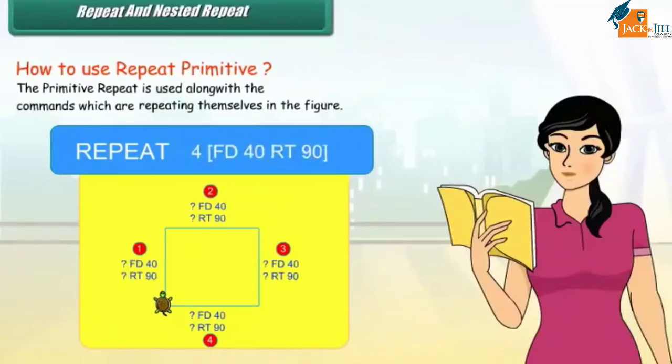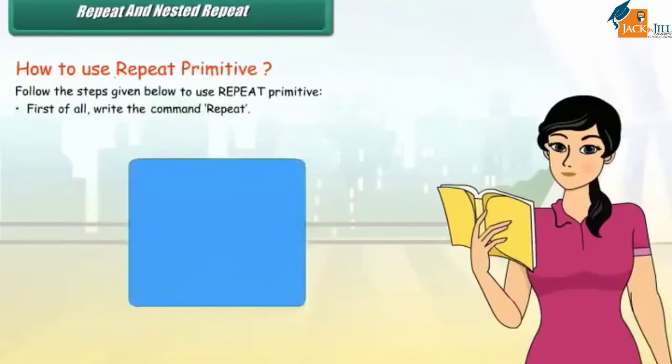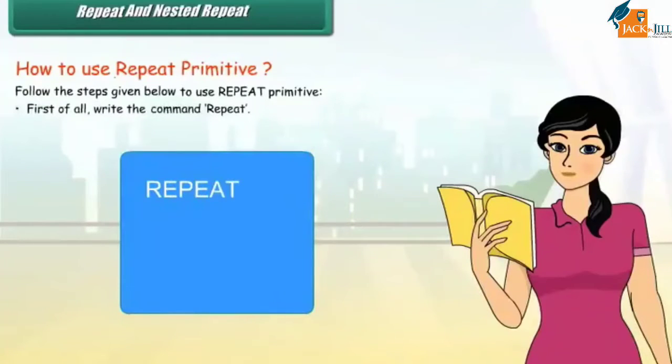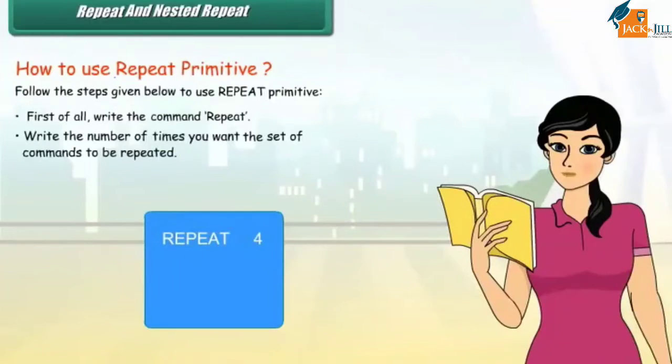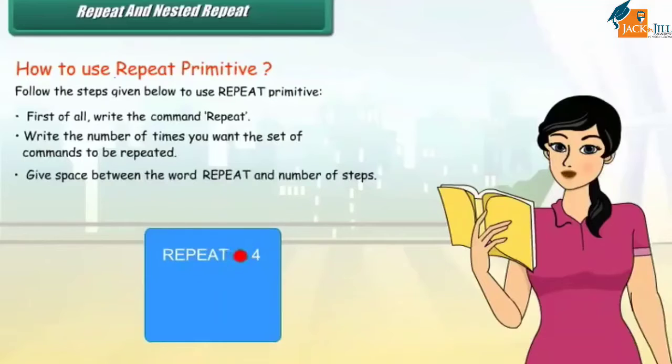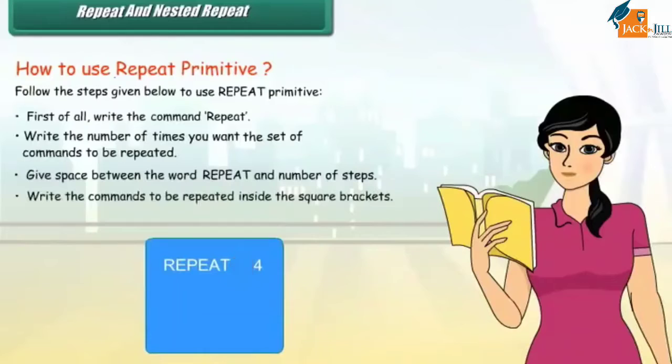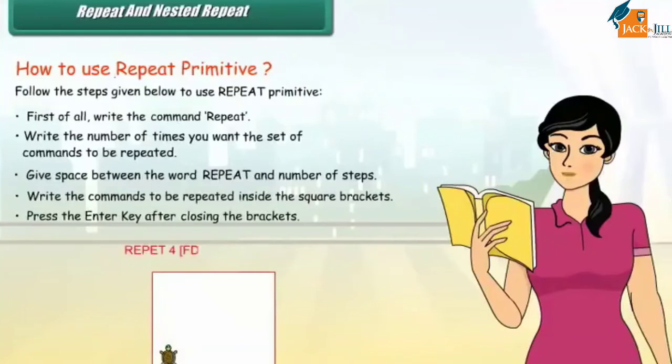Follow the steps given below to use the repeat primitive. First of all, write the command repeat. Write the number of times you want the set of commands to be repeated. Give space between the word repeat and the number of steps. Write the commands to be repeated inside the square brackets. Press the enter key after closing the brackets. Let us see some more examples of using the repeat command.